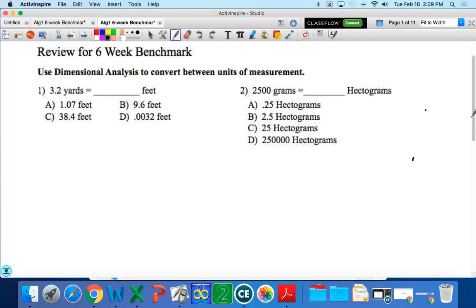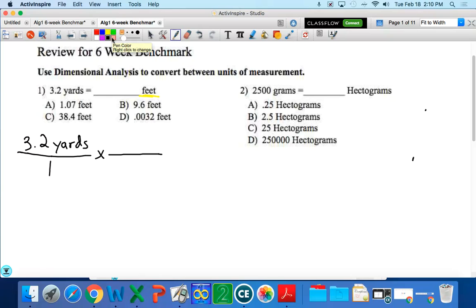But for example, in this very first problem, we're going from yards to feet. You should know the conversion between yards and feet. So it starts off nice and easy. And I know that if I'm starting with 3.2 yards, it needs to go up here on the top, over top of a 1. We have to multiply that by a conversion factor or a series of conversion factors that are going to allow us to get to our end goal, which is feet.